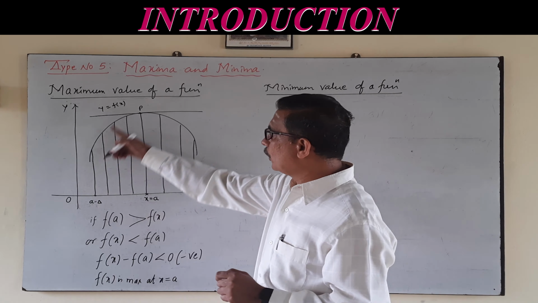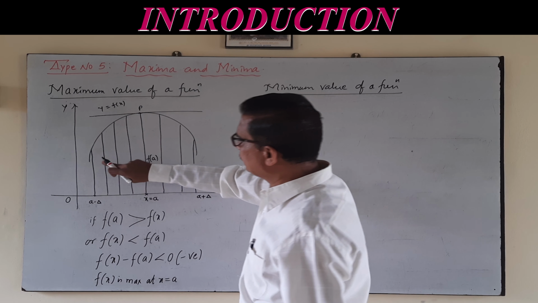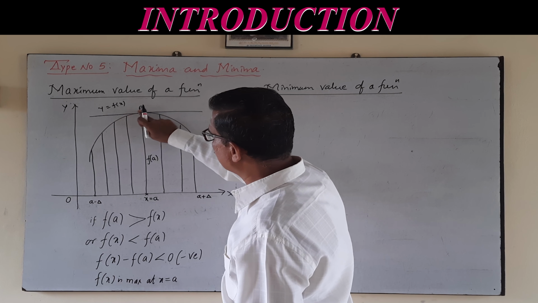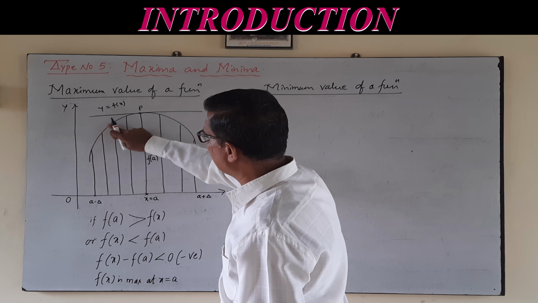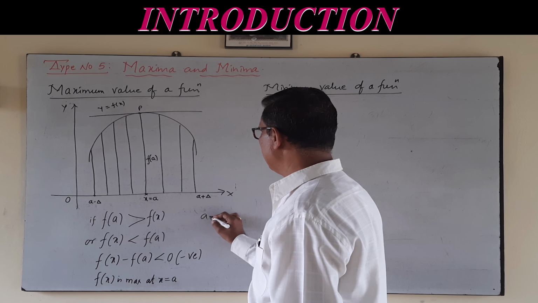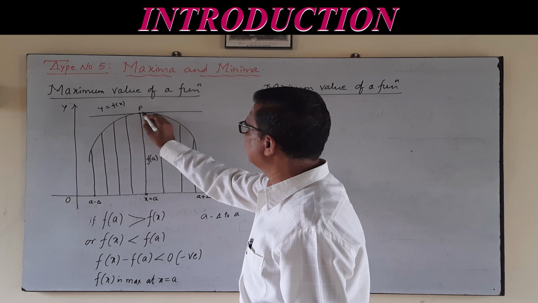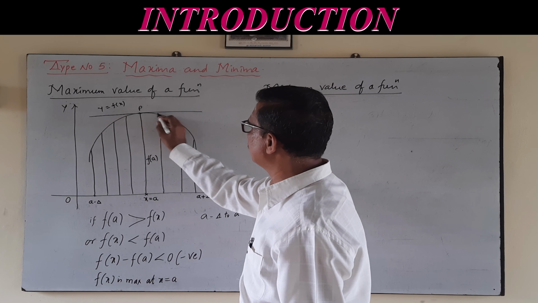Okay, now from the figure we observe that the function f of x steadily increases, it is going up. From where to where? It increases from a minus delta to a, up to here it keeps increasing. From here what do we see? It is going down. It decreases from a to a plus delta.